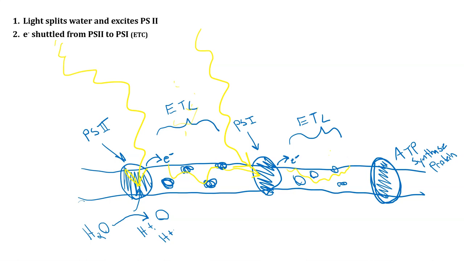And then what happens is it comes up to this special protein, which is going to load it up onto what I call the electron taxi. Here we go. Here's our electron taxi. This electron taxi is called NADP+, is the molecule. It's a molecule of NADP. It's got a positive charge to it.